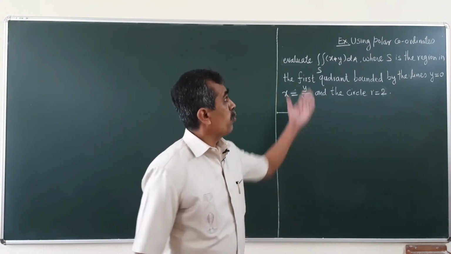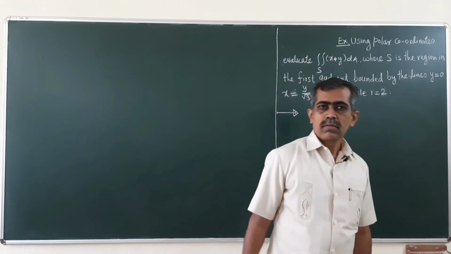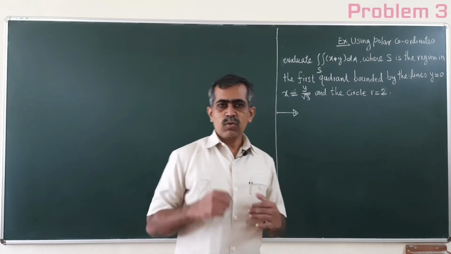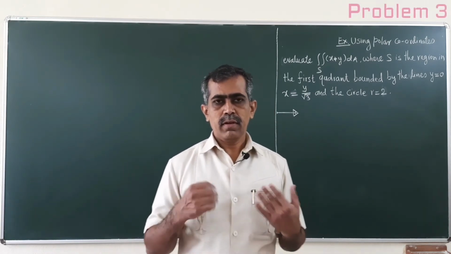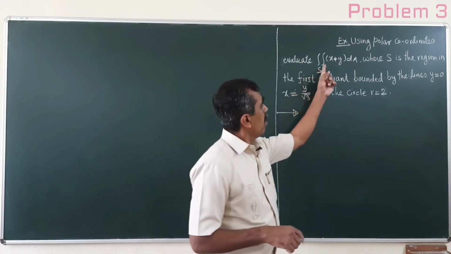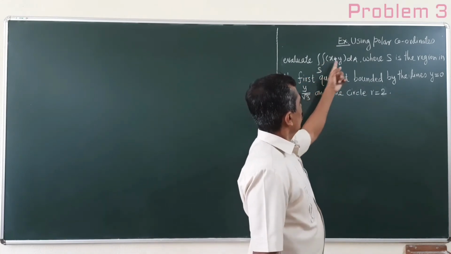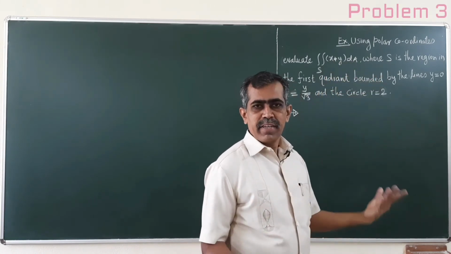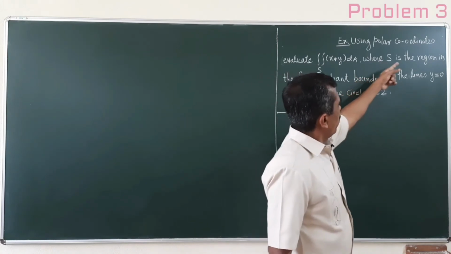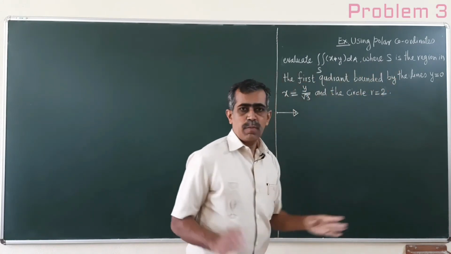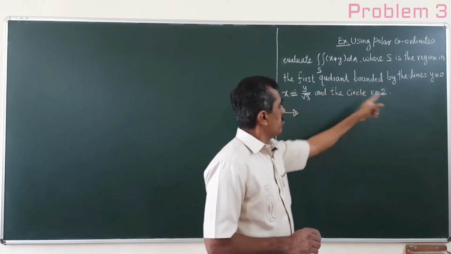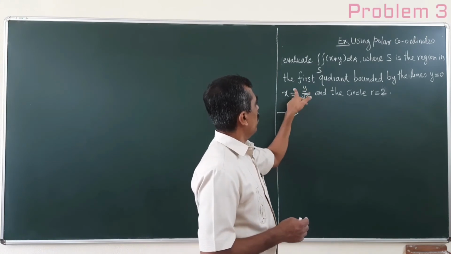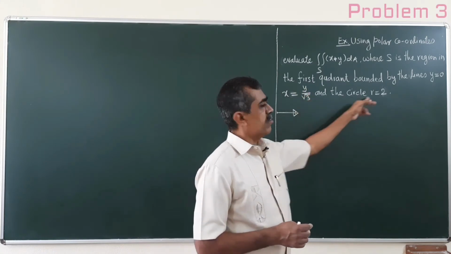Let us do one more problem on evaluation of a double integral. In the previous two examples, we were given iterated integrals. Now see, the double integral over S of x plus y dA, either dx dy or dy dx. What is the domain of integration? It is the region in the first quadrant bounded by the lines y is equal to 0, that is the x-axis, the line x is equal to y upon root 3, and the circle r is equal to 2.